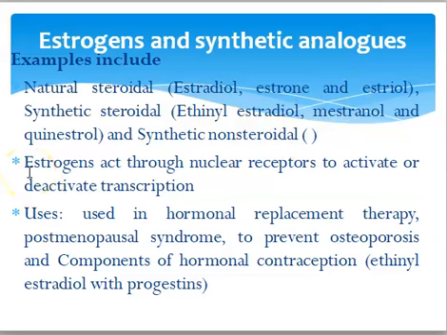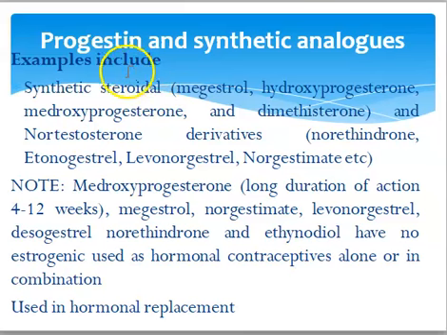Now, as I said earlier, most hormones act through the nuclear receptors to activate or deactivate transcription, or through the JAK and STAT cytokine receptors. What are the uses of estrogens? They are used in hormonal replacement therapy for postmenopausal women to prevent osteoporosis, and they are used as a component of hormonal contraception, especially ethinyl estradiol with progestin, as we shall see later on. Let's look at the progestin or the progesterone.